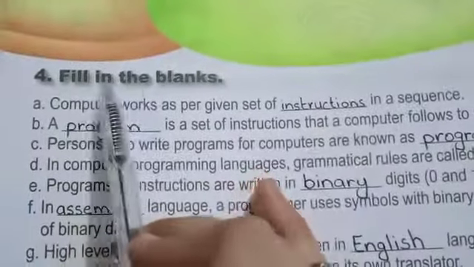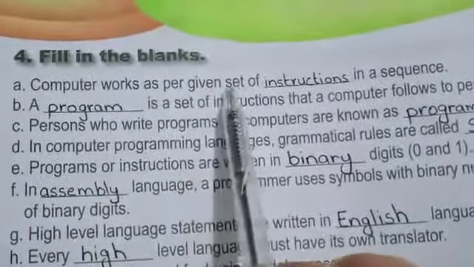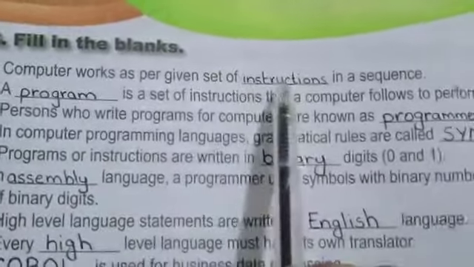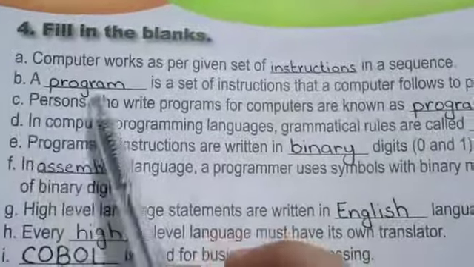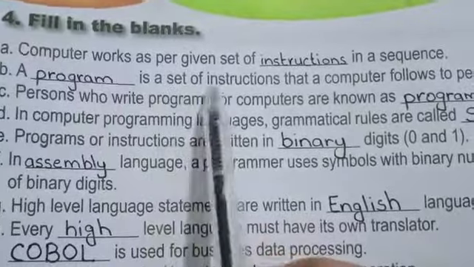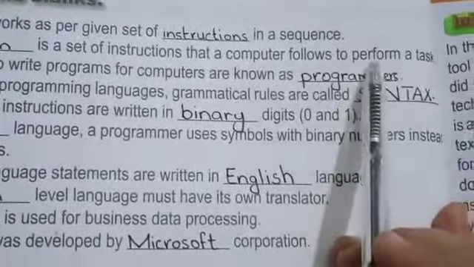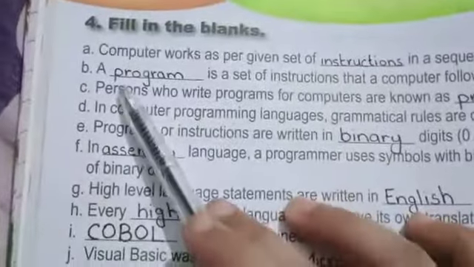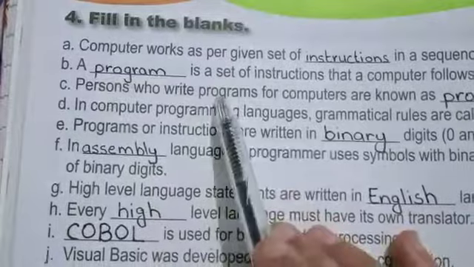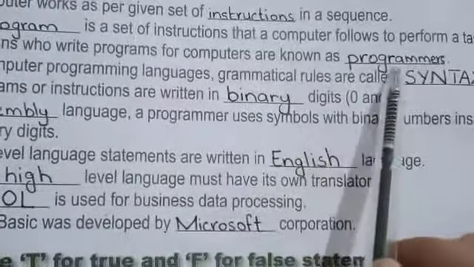Second activity is fill in the blanks. Computer works as per given set of instructions in a sequence. A program is a set of instructions that computer follows to perform a task. Persons who write programs for computers are known as programmers.